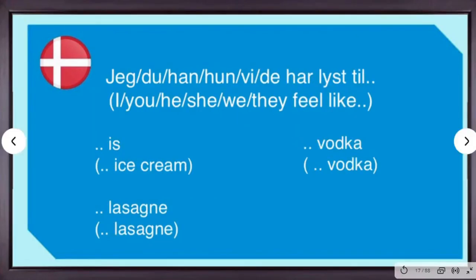And then you have, oh yeah, har lyst til. Now, har lyst til is always good. So, again, jeg, du, han, hun, vi, de, har lyst til. I, you, he, she, we, they, feel like. Feel like doing something. Not feel like you are something, but feel like doing something. Or having something.